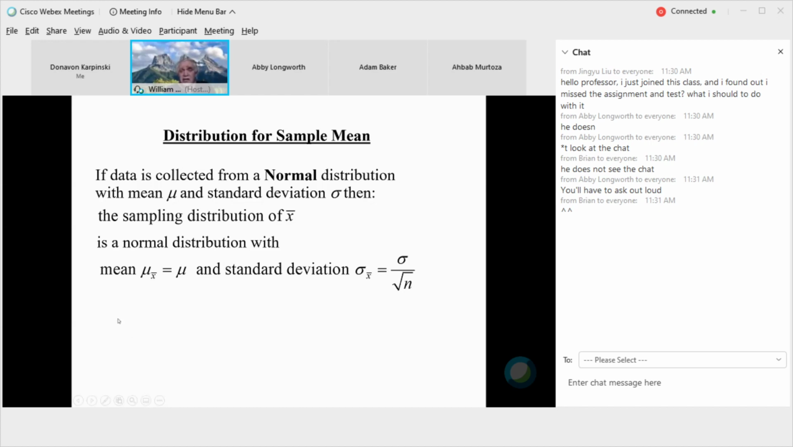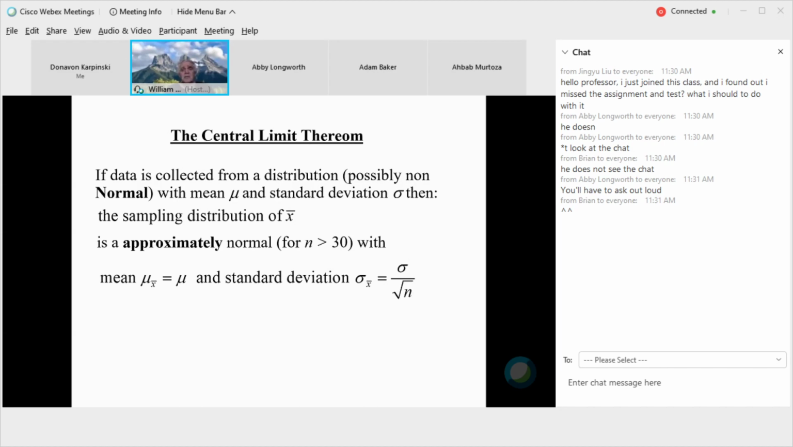Notice that the standard deviation of x bar, the standard deviation of the normal distribution from which x bar is coming, decreases with the value of n. So the larger the sample size, the more concentrated the distribution of x bar will be around mu. The central limit theorem says that even if the data is not normally distributed, x bar will still have approximately a normal distribution when the sample size is large, rough rule of thumb greater than 30, with mean mu and standard deviation sigma over square root of n.